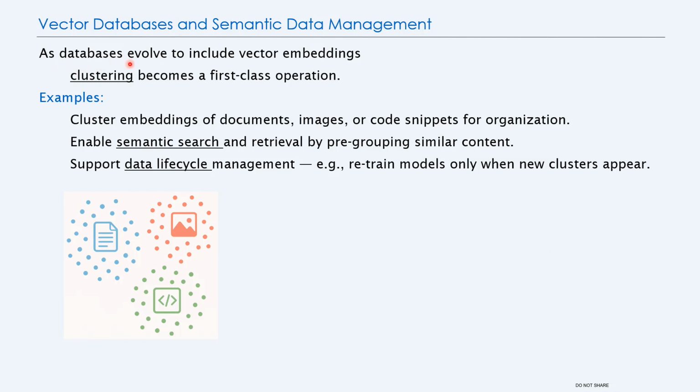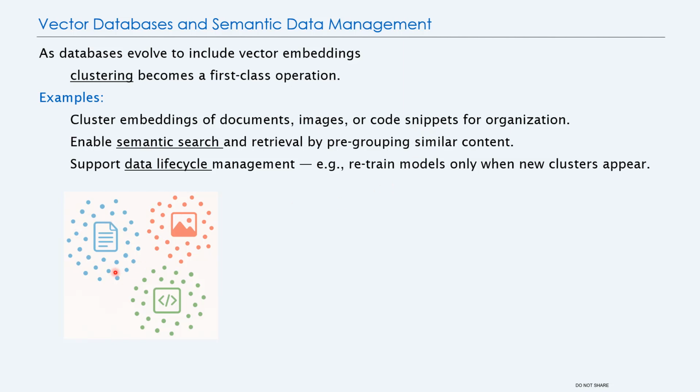So as databases evolve to include vector embeddings, clustering becomes a first-class operation. So in other words, our databases, vector databases, have embeddings of real objects, such as a document or a picture or something that's been encoded and stored as a vector embedding in a vector database. So for example, let's say you have a bunch of documents or images or code snippets. We would like to organize them in some order.